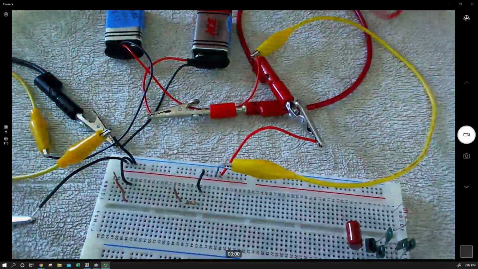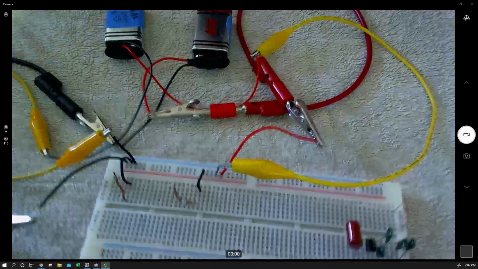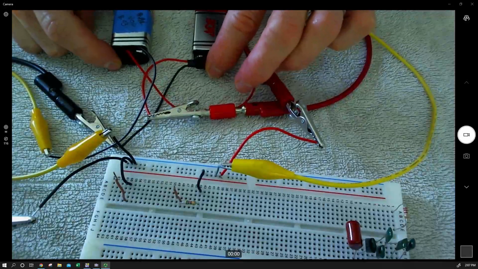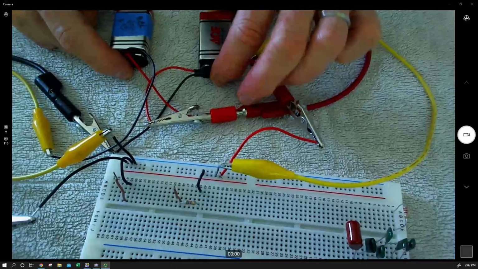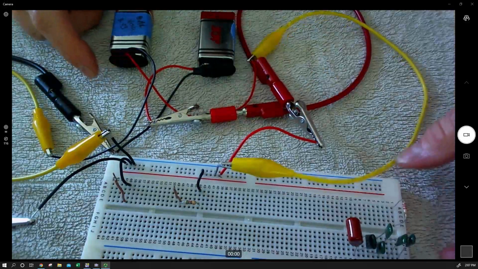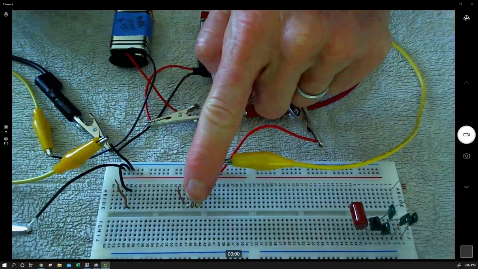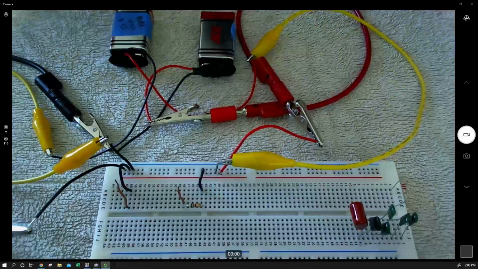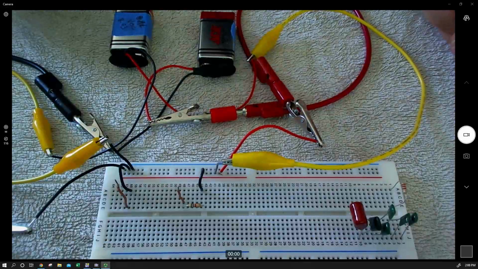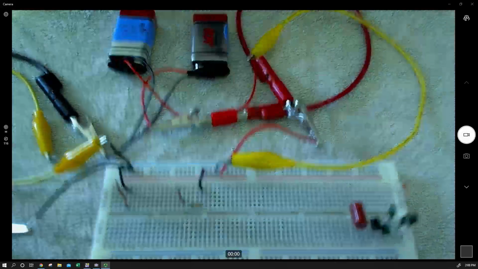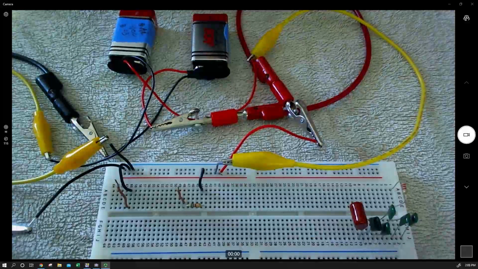So I'm going to break that. I'm going to leave my two sources in place, and I'm going to pause the recording, and I'm going to change this resistor to something that is smaller. So we're going to see what happens if we go to a situation where we have the resistance of the source possibly being a bit more limiting in our circuit.